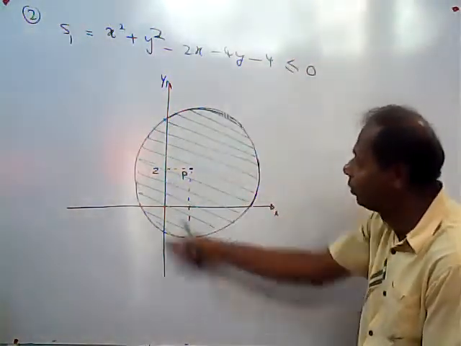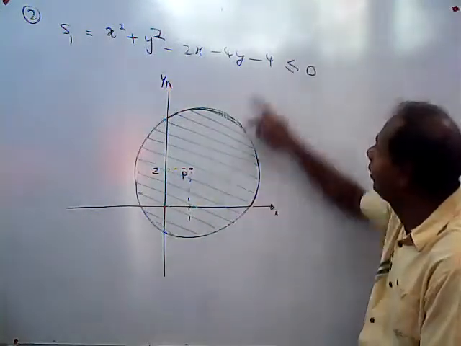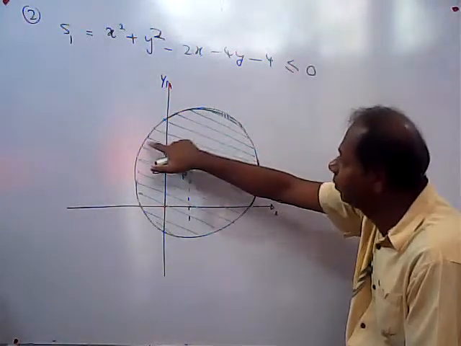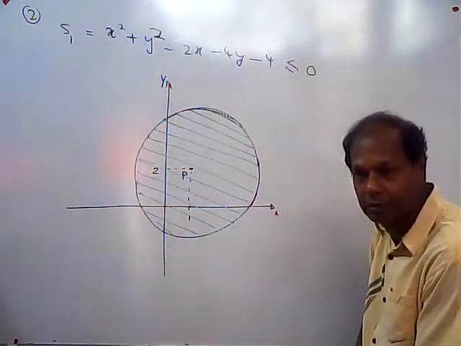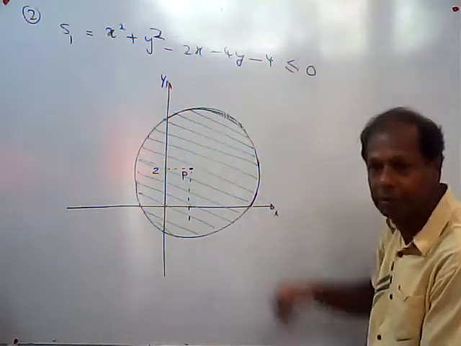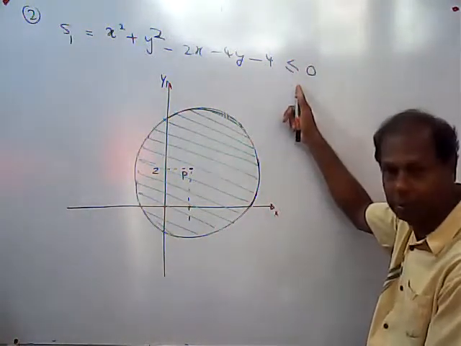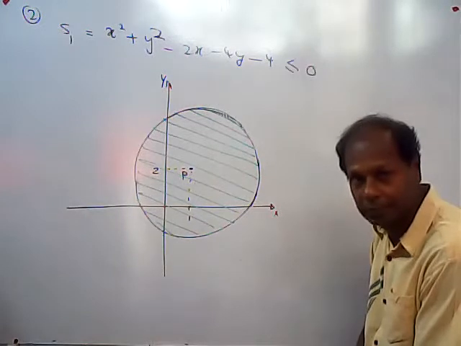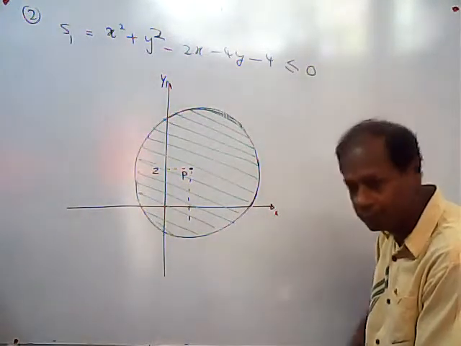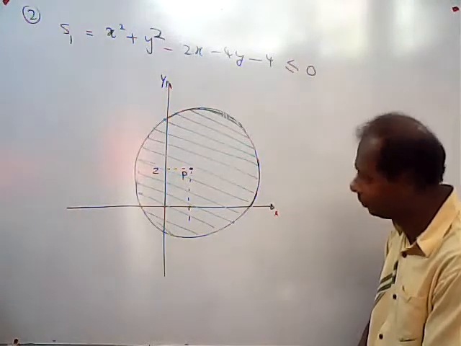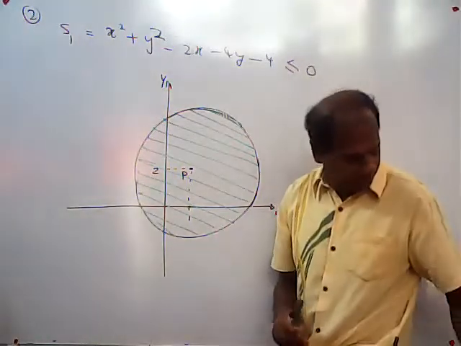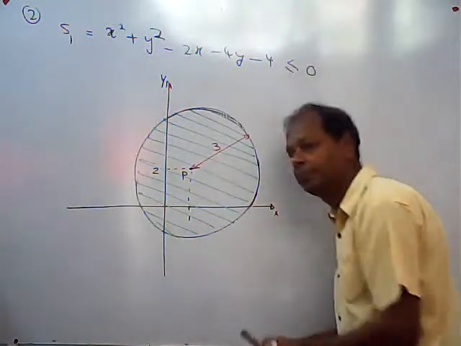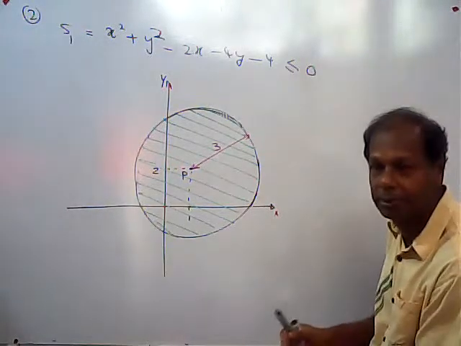Including the boundary, so we draw the boundary completely. If equal is not there, that means not including the boundary. In that case, we would show it by the dotted line, the discontinuous line. But here, including the boundary, therefore we show it with the complete line, the boundary of the circumference of the circle. Radius is 3, we have to show that also. Now the answer is complete.